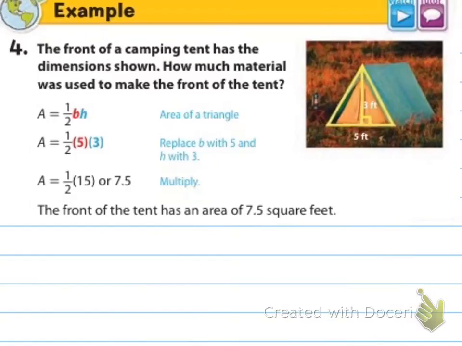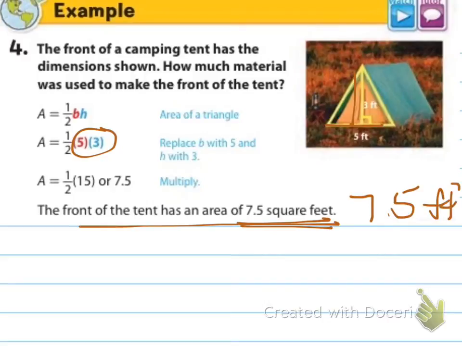All right, example number 4. The front of a camping tent has the dimensions shown. How much material was used to make the front of the tent? So we're going to use our area, 1/2 times base times height. We have the base is 5 and the height is 3. And when we multiply those together, we get 15, and we do 1/2 of 15, which is 7.5. So the area of the front of the tent is 7.5 square feet, or 7.5 feet squared.